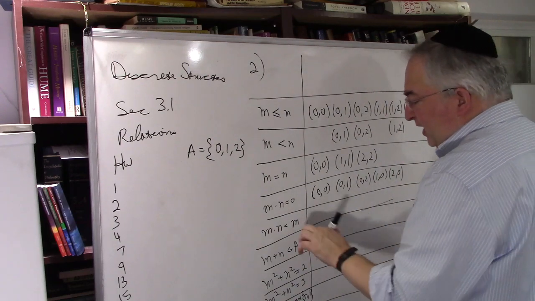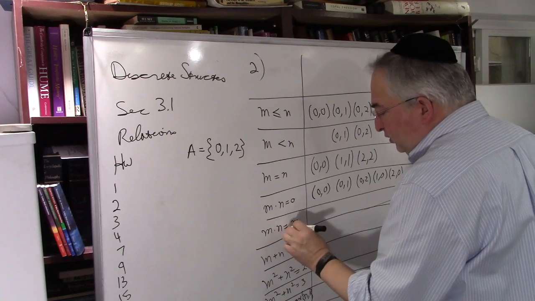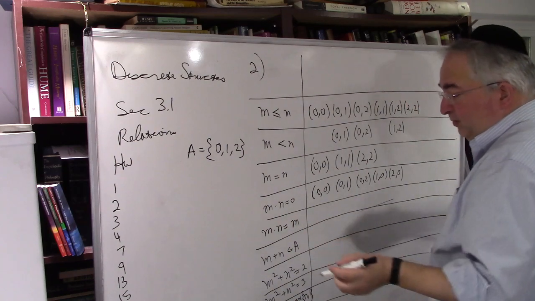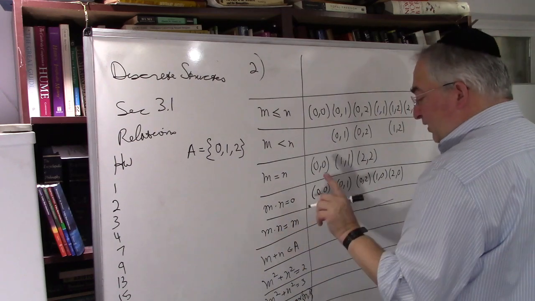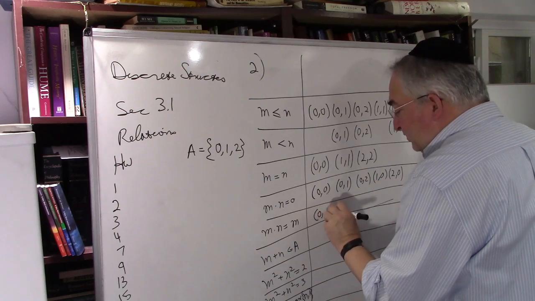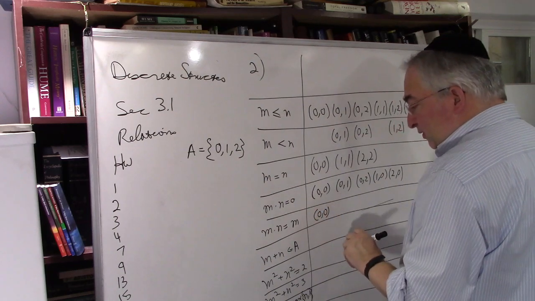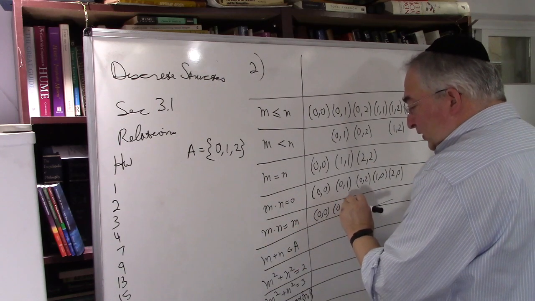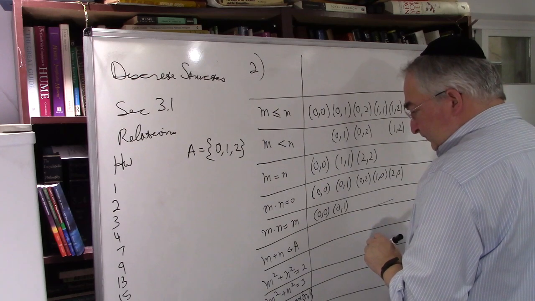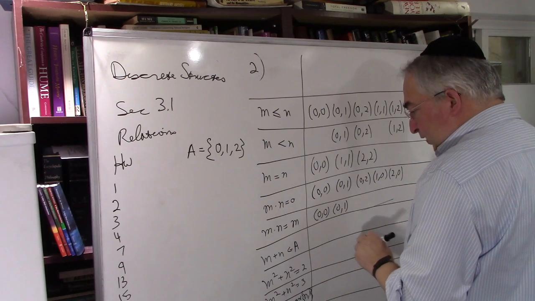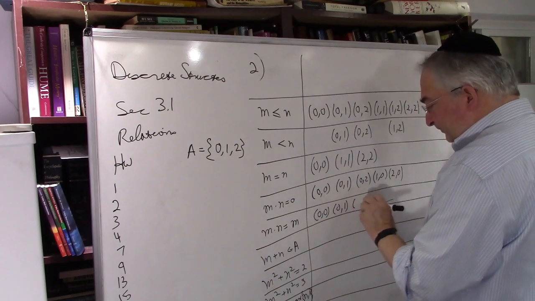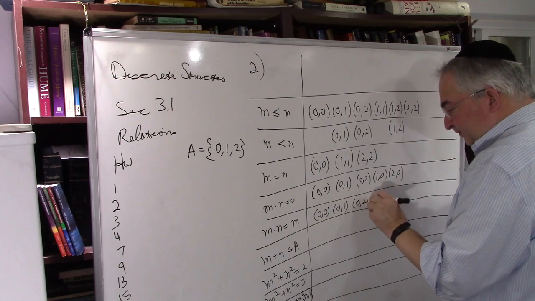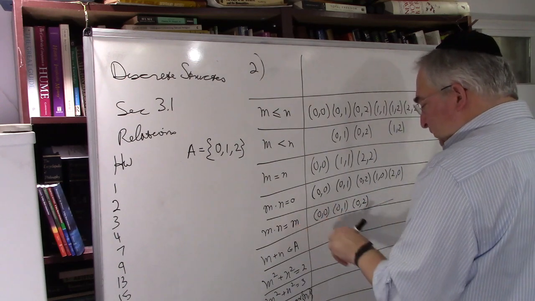Okay? M times n is equal to m. The only way that's going to happen is if n is 1 when you multiply, so it's basically, oh, can't be, oh yeah, that could be 0. 0, 0 is in there. Sorry, I was wrong. 0 times 0 is there. 0 times 1 is 0, so that works. 0 times 2 is 0, so that works.